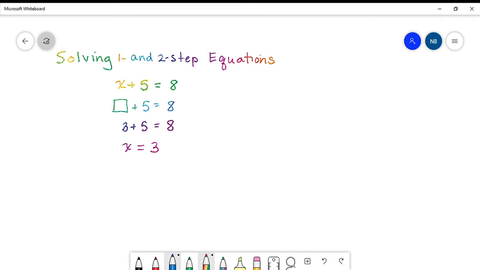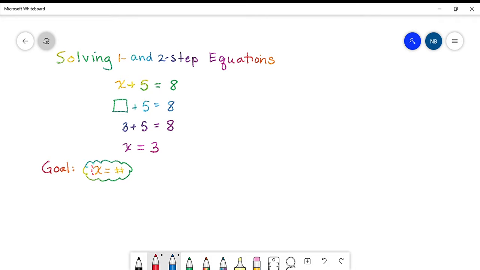Our goal when we solve equations is to get x by itself, or an expression that looks like x equal a number. Okay, so this is our goal. Notice that x has a coefficient of 1, an invisible coefficient of 1 in front of it. There is no number added or subtracted to the x, and it's equal to a number on the other side.